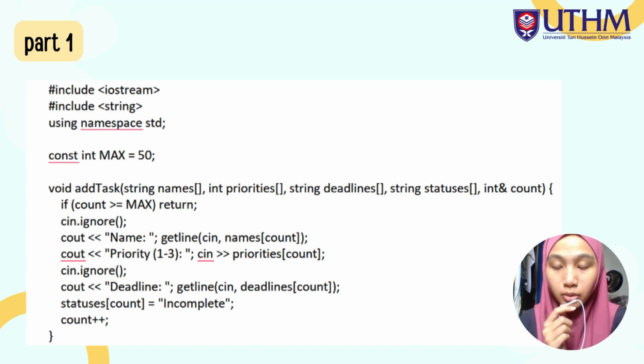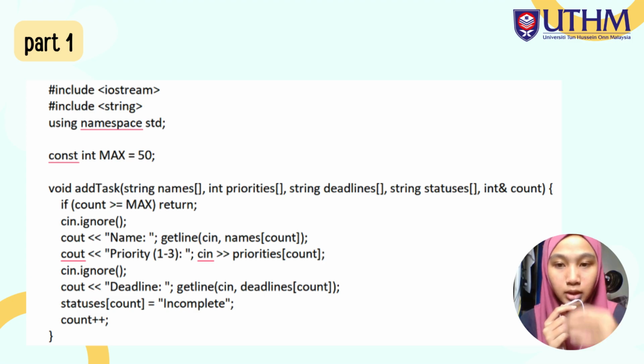So the fourth line is const int max equals 50. This declares a constant integer named max with a value of 50. This sets the maximum limit of tasks that the array can store. The fifth line is the function signature, where we use void addTask and we include all the parameters that we have used. This defines the addTask function. It has a void return type, meaning it does not return any value back to where it was called.